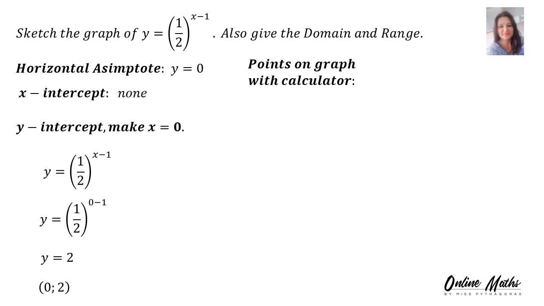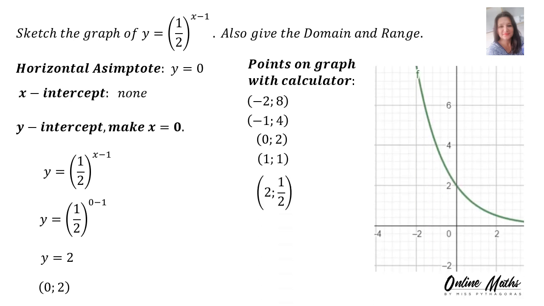Then we plot some points on the graph with the calculator. Negative 2 and 8, negative 1 and 4, 0 and 2, 1 and 1, 2 and a half. And there's our graph. Then we need to fill in the asymptote. Y is equal to 0. And let's look at some points there. The point (0; 2) is there. That's the y-intercept. And say for instance the point (-1; 4). Negative 1 and 4 is that point.